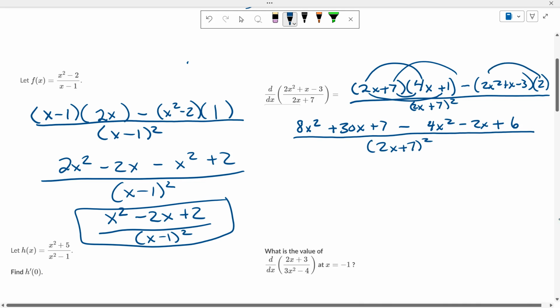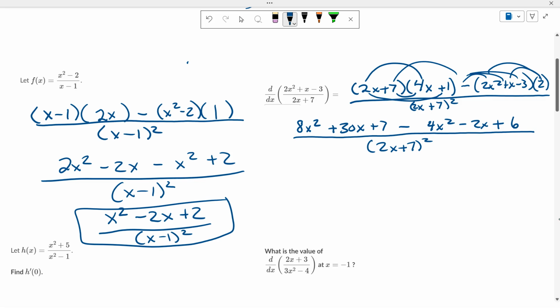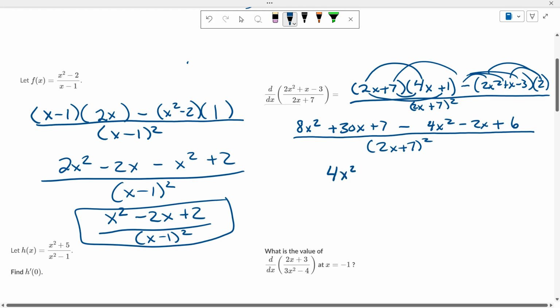So you multiply by 2. That's how we get 4x squared plus 2x minus 6. And then I have to distribute my negative sign everywhere. So that's why it's negative 4x squared minus 2x plus 6. So then in the end, I get 4x squared plus 28x plus 13 over 2x plus 7 quantity squared.